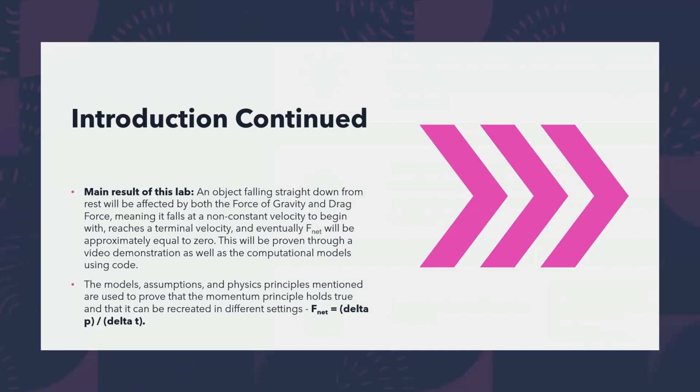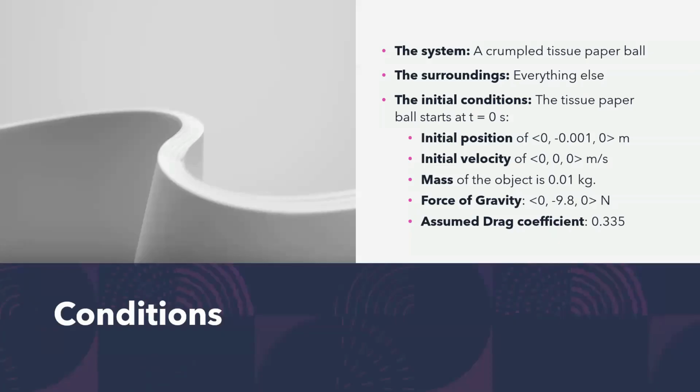The model's assumptions and physics principles mentioned are used to prove that the momentum principle holds true and that it can be recreated in different settings, which is F net equals delta P over delta T.